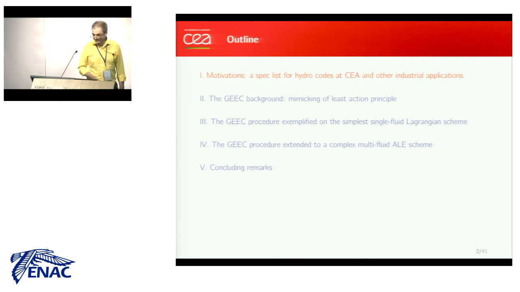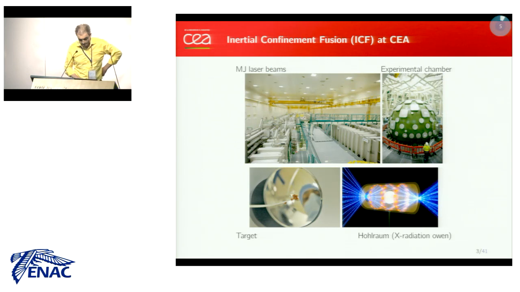So this is the outline. We'll start with our motivations, which basically boil down to a spec list for the hydrocodes that we use at CEA, and also in other industrial applications. And we'll go on to the GEEC background and about the general principles of making the least action principle for fluid dynamics. And then we'll exemplify this with two cases. One is, I would say, the simplest case, which is a Lagrangian fluid system, and the other is a complex multi-fluid ALE scheme.